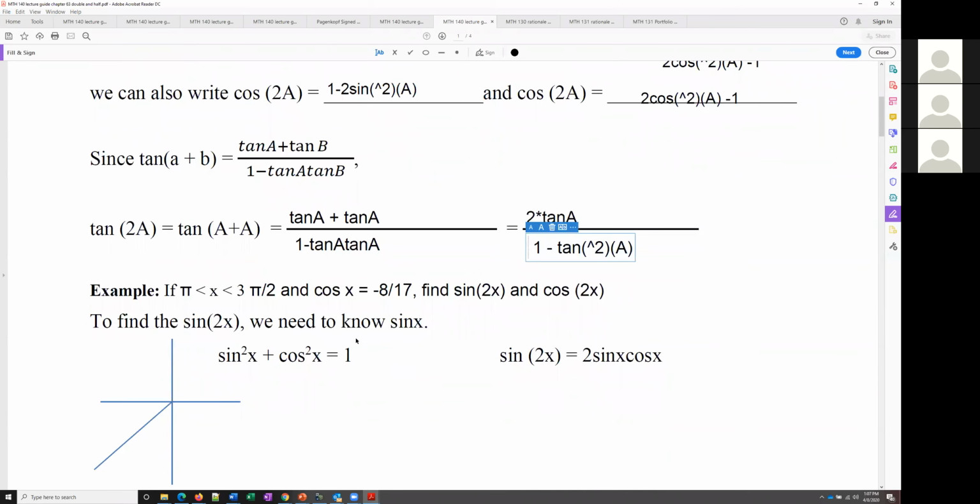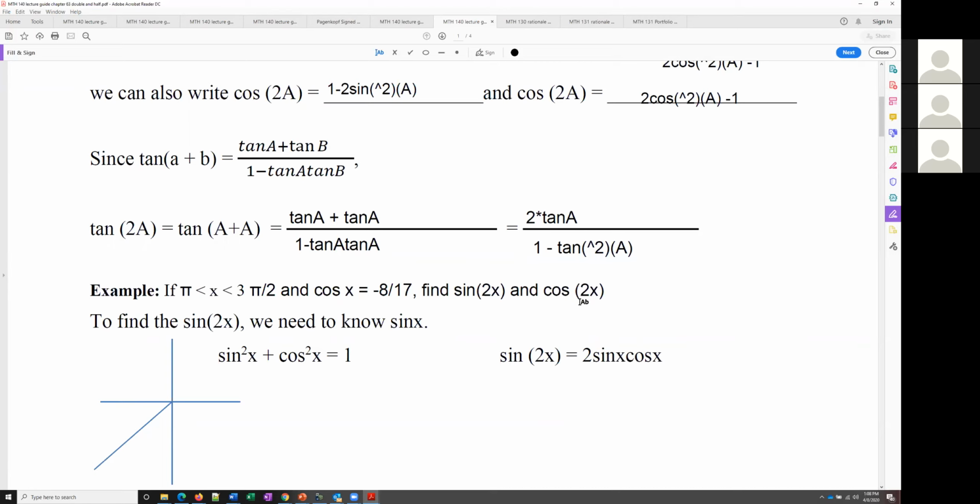So now we're going to take a look at an example. So we have an angle X that's between pi radians and 3 pi over 2 radians. So it's in quadrant number 3. And we know the cosine of that angle is negative 8/17. And we want to figure out the sine of 2 times angle X and the cosine of 2 times angle X.